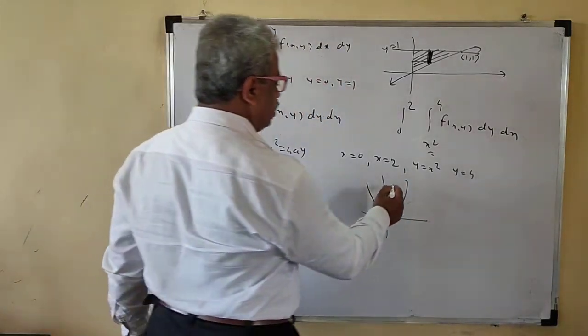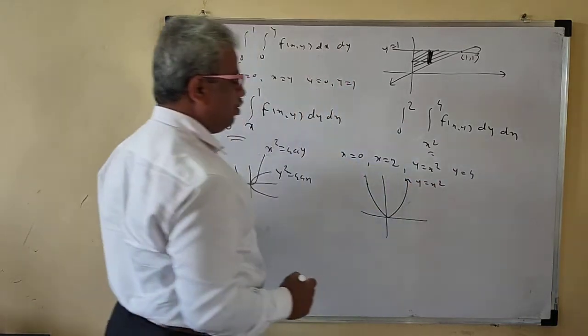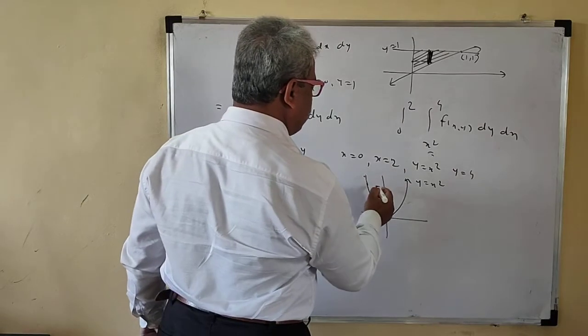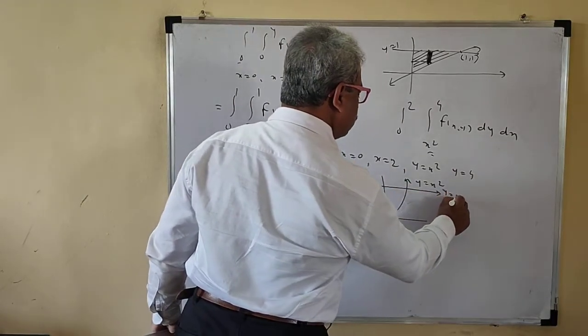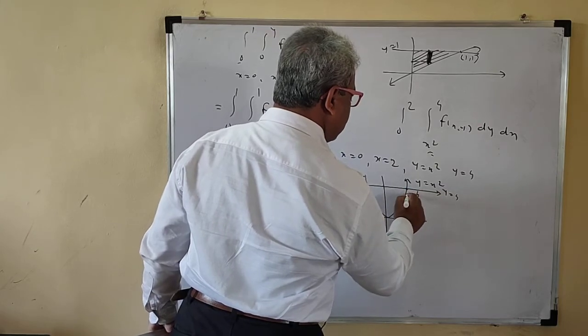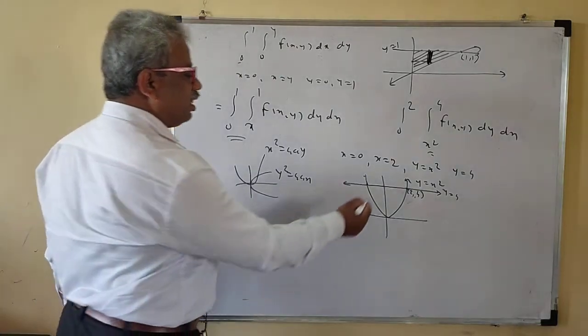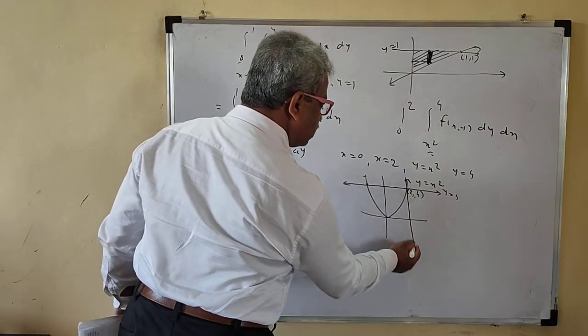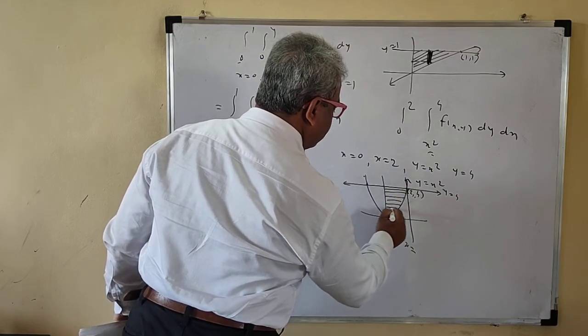This is your y is equal to x square parabola. Suppose y is equal to 4; this is the line y is equal to 4. Then this point is 4 and this point is 2. Then the line x is equal to 2 is like this. That means this is the region bounded by these.